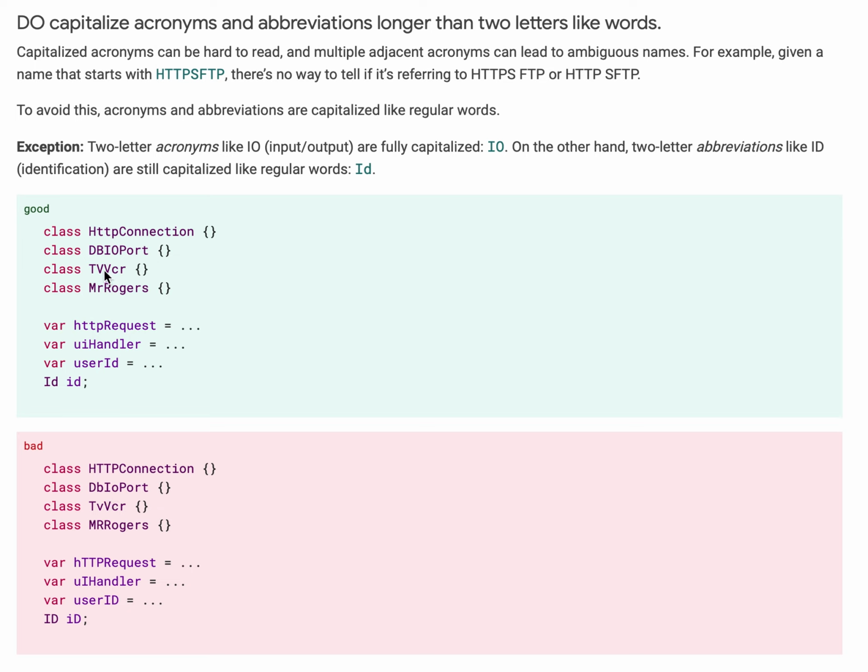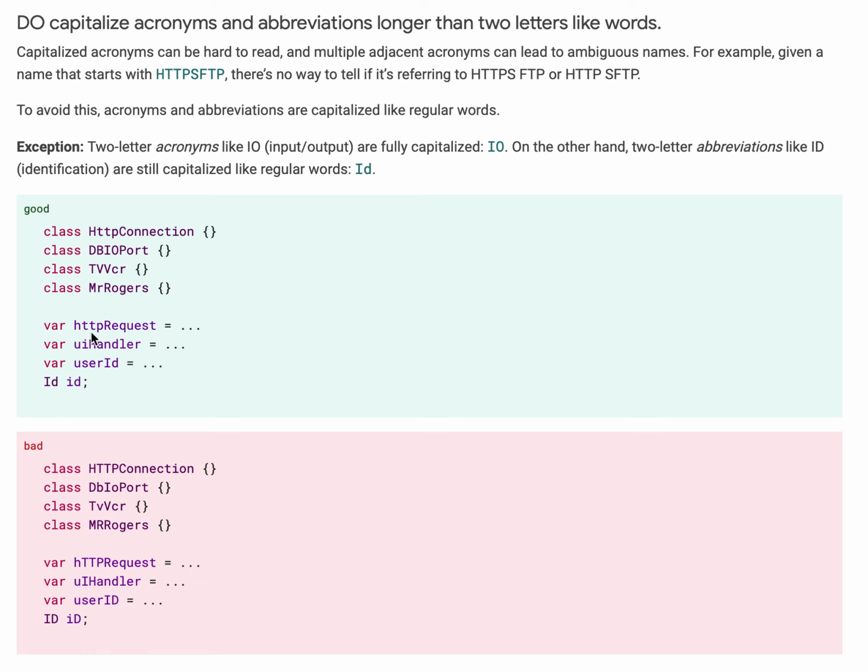Now let's talk about TV VCR. Again, tele plus vision. So it's an acronym, okay. So it is all capitalized, T capital, V capital. Now let's come to Mr. Rogers. Okay, so this is not an acronym. Mr. is abbreviated as MR. So hence we name it as MR, M capital, R small, and Rogers. Okay.